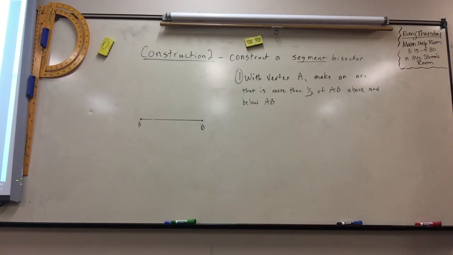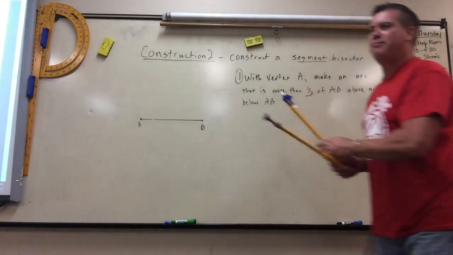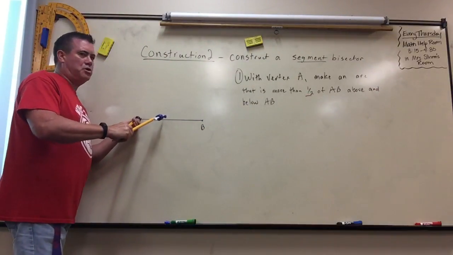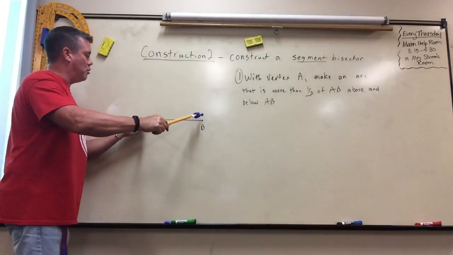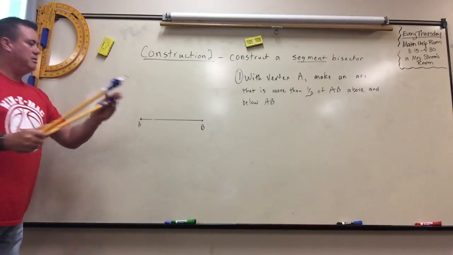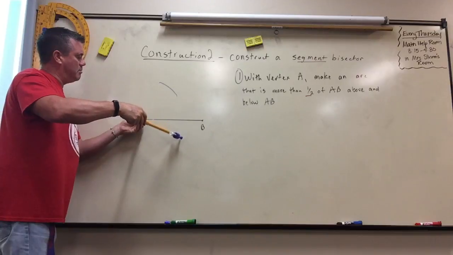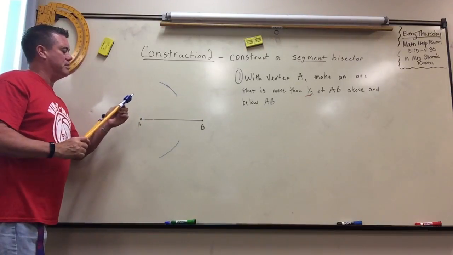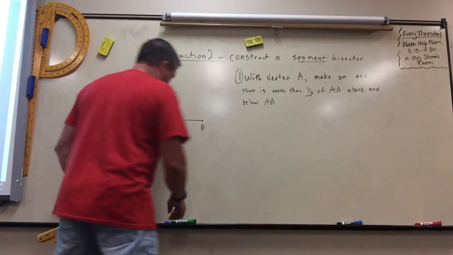So the key here is, when you make this arc, it's got to be more than half of AB, which means the length. If you have it too short, it's not going to work out. It's got to be more than half. It can be the same length if you want, but what you do then is put the vertex on A and make an arc above it and below it. You can make it all the way through if you like. That really doesn't matter. You could make a half circle.